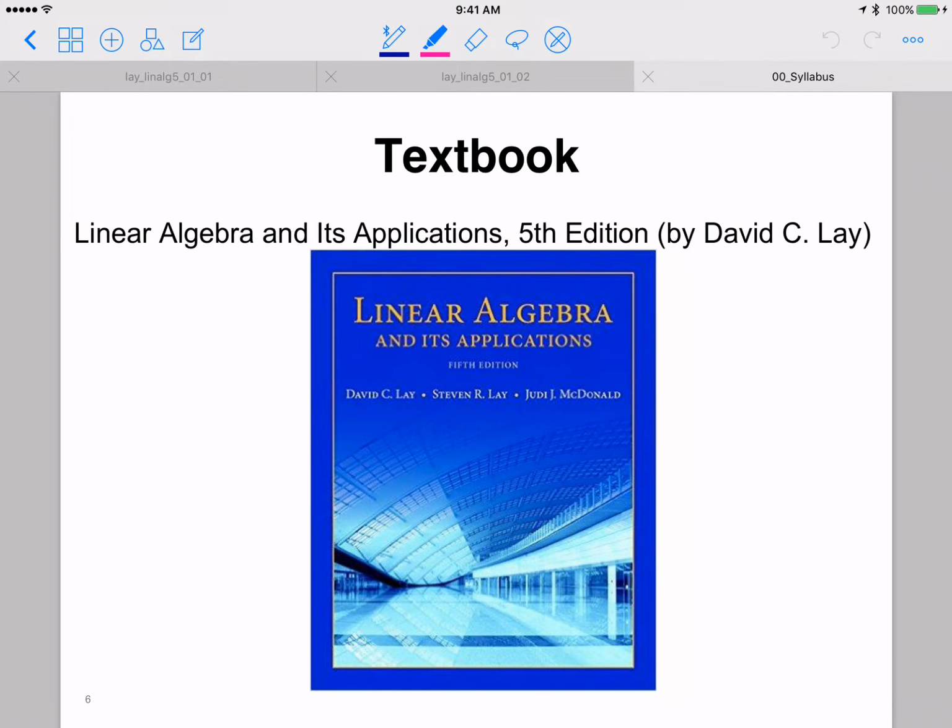Okay, so this is a textbook. I think it should be available in the bookstore in this school, and the book title is Linear Algebra and Its Applications, written by David Lay.